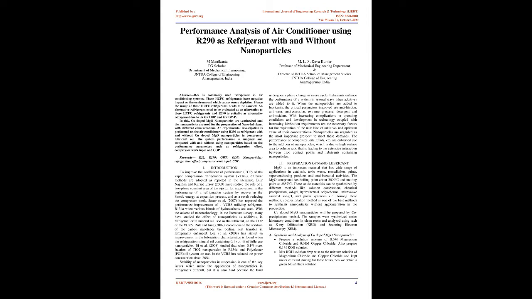Introduction. To improve the coefficient of performance, COP, of the vapor compression refrigeration system, VCRS, different methods are adopted as reported in the literature. Bilir, Najahan and Kurzad Ersoy, 2009, have studied the role of a two-phase constant area ejector for improvement in the performance of a refrigeration system by recovering the kinetic energy at expansion process, and as a result reducing the compressor work.